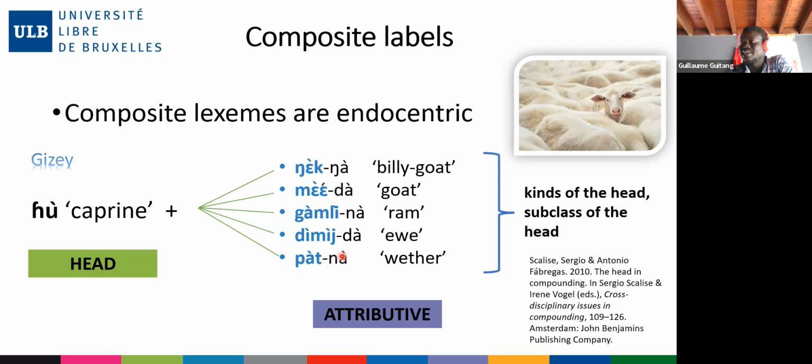Now, the other thing is that the meanings of these attributive elements are sometimes very difficult to identify independently. The reason is that in some cases, the attributives can stand alone as the names of the species. For example, if I say Dibida, you understand that I'm referring to the ewe. If I say Gablina, it's a ram. If I say Neka, you understand that it is the billy goat. And this is what Conklin refers to as abbreviation in this definition.